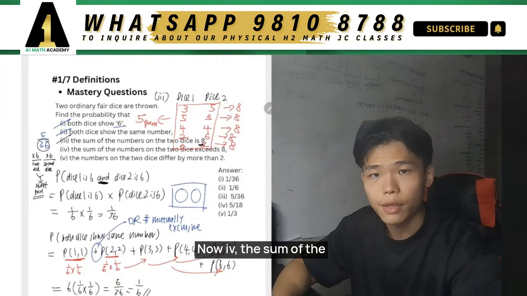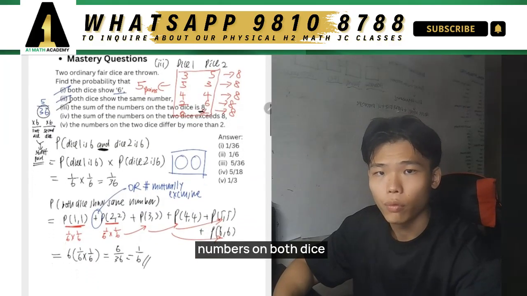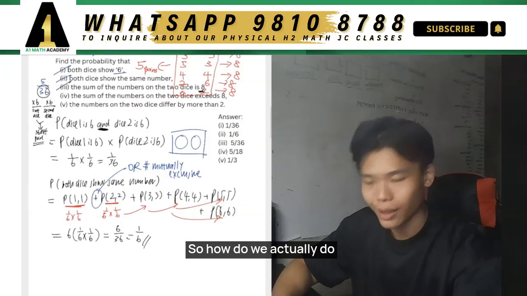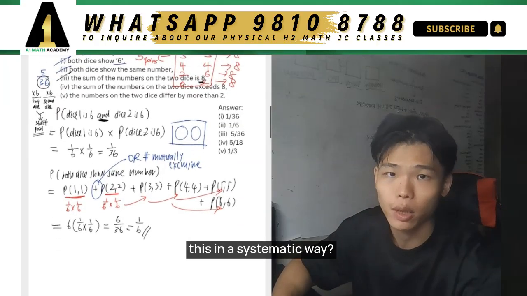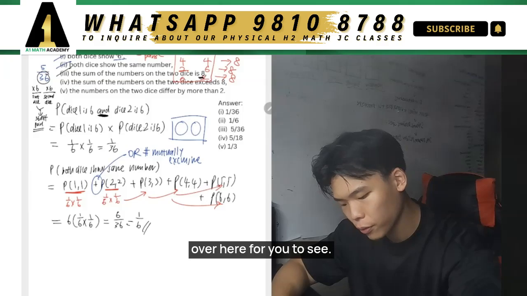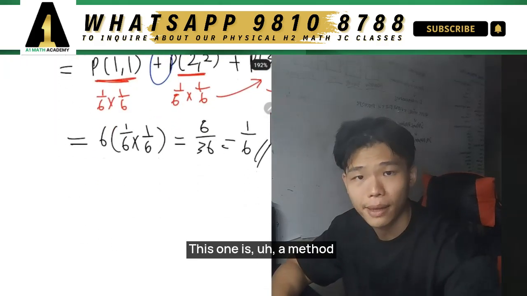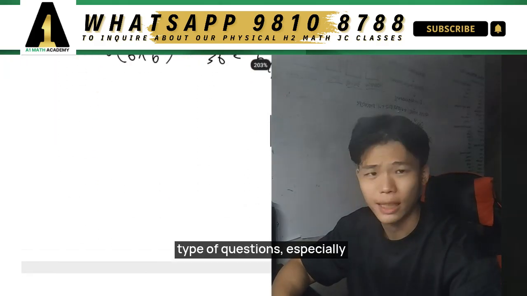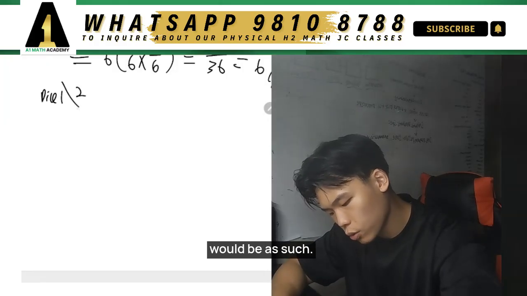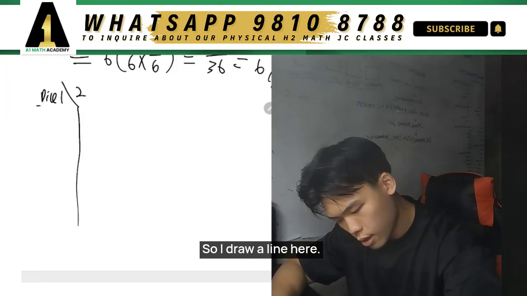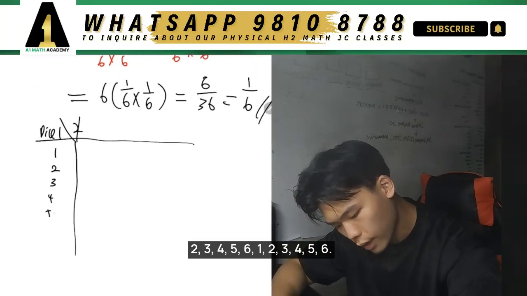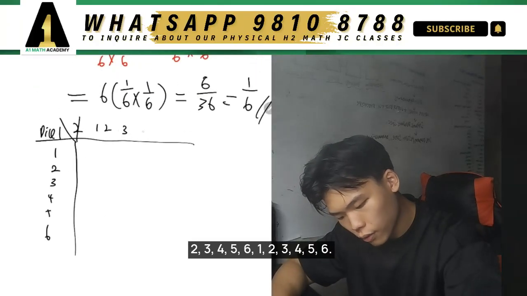All right. Now, part IV, the sum of the numbers on both dice. Over here we want it to be more than 8. Okay, so how do we actually do this in a systematic way? A nice way to do this would be to draw a table. So I'm going to draw a table over here. This is a method you can use for this type of question, especially with dice. Let's say dice 1, and then the outcomes would be as such. So I draw a line here. Let's say here I have 1, 2, 3, 4, 5, 6. 1, 2, 3, 4, 5, 6.